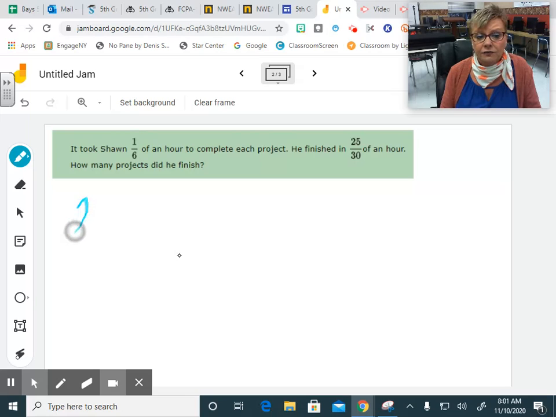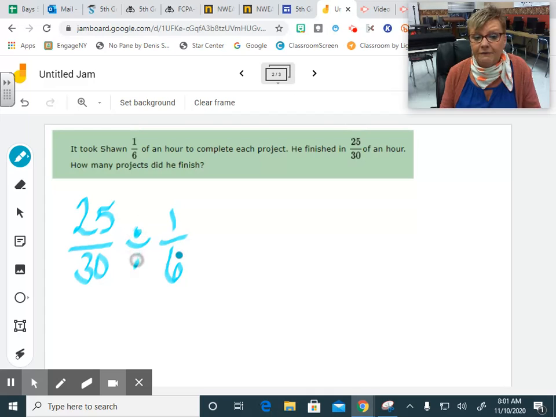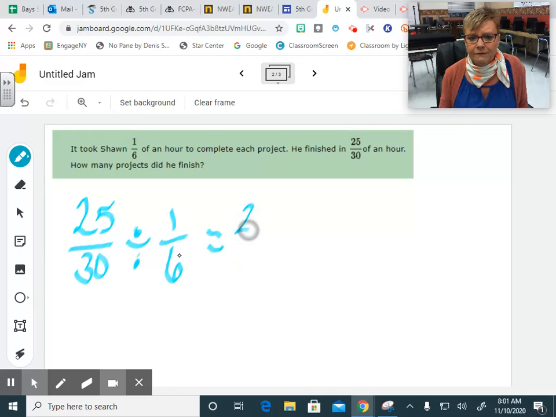So that would be 25/30ths divided by 1/6, because we're trying to figure out how many of those 1/6 will go into it, how many he could have. You could draw it out, or you can keep following our pattern. Keep it 25/30ths, change it to multiply, and flip it.